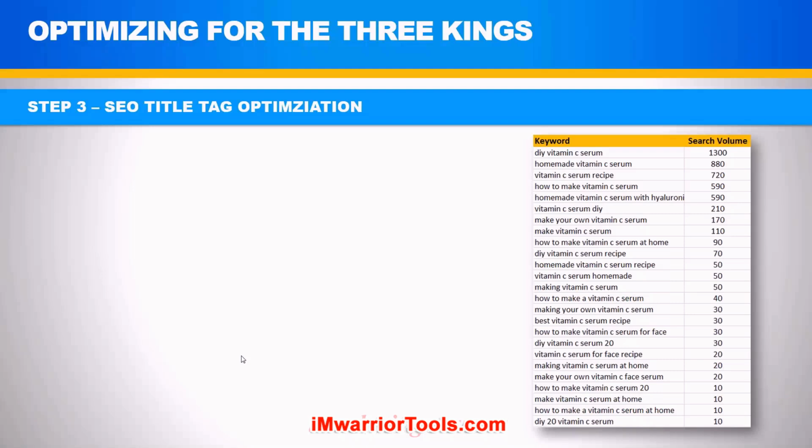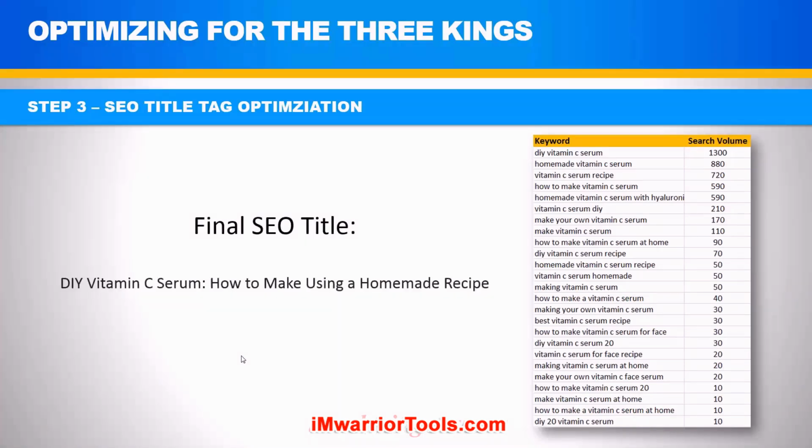So for this particular page, we went with the final SEO title tag of "DIY vitamin C serum: How to make using a homemade recipe." Okay, so let's see how many keywords we had covered here. So DIY vitamin C serum, is this covered? Yeah, I got DIY here, vitamin C, and serum covered. And they're towards the front and they're kept together as a string. Great. Is the keyword homemade vitamin C serum covered?